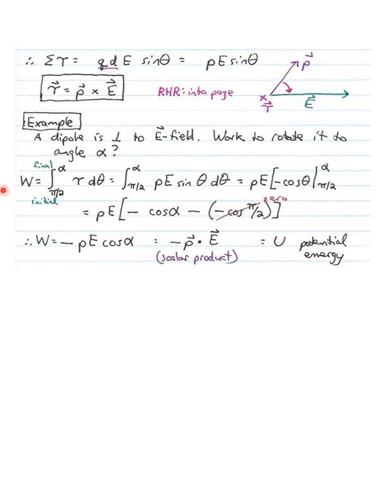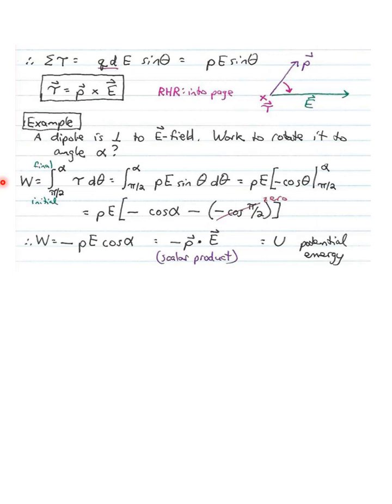Well, we learned last semester, when thinking about a rotating object where we do work by applying a torque, that work is equal to the integral of torque times d theta. And we take the limits of integration from the initial angle to the final angle. So initially it's pi over 2. Go back to my picture at the top and imagine that's a 90-degree, a pi over 2 angle, perpendicular. That's the initial. And then we're rotating it to some angle alpha.